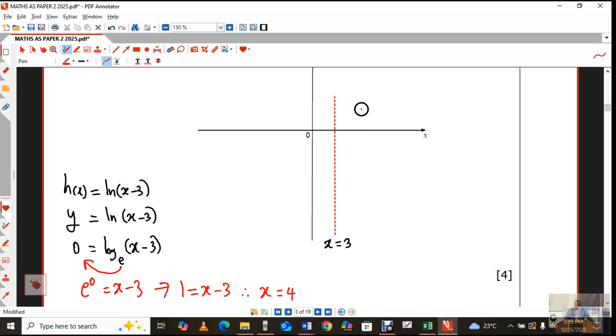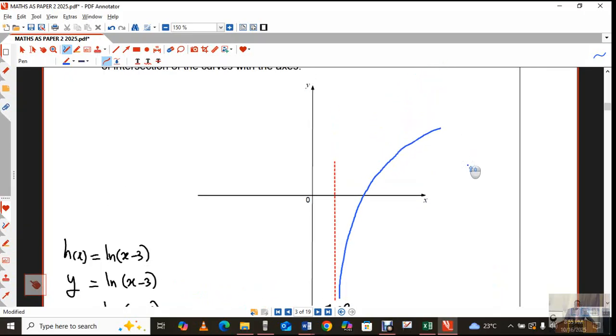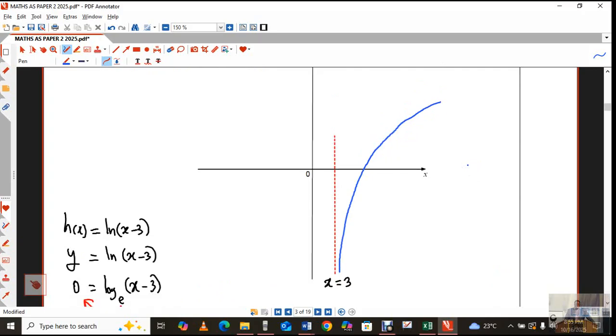This is where it's going to intercept. So the way that function is, it cannot pass this because it has an asymptote here, but it will keep on going in this direction, right? So something like so. This is h of x, and the point here is the point 4 comma 0, and that's very important. So this is my h of x.